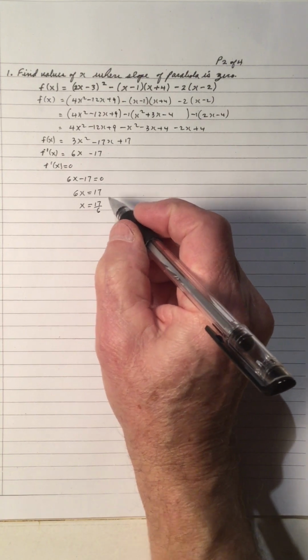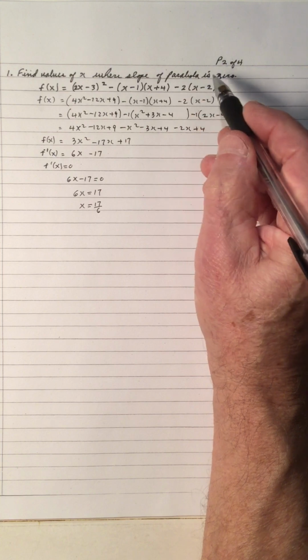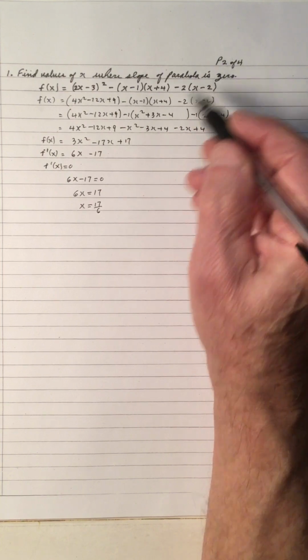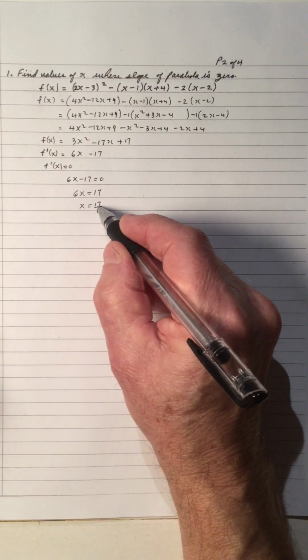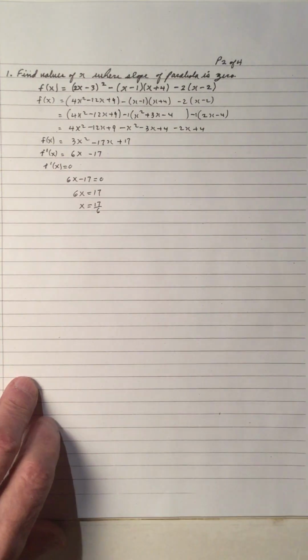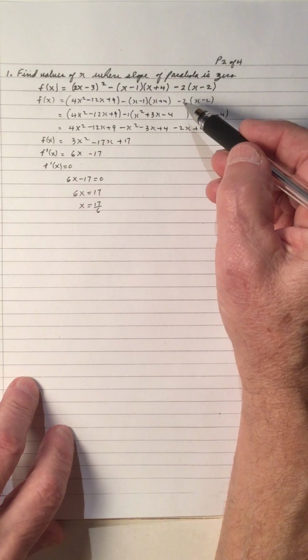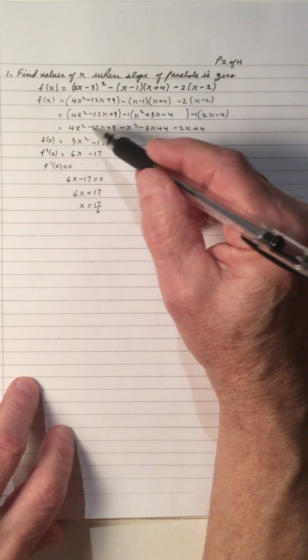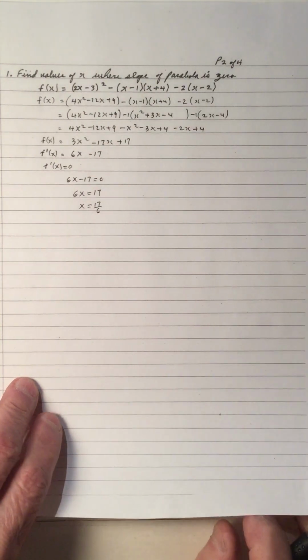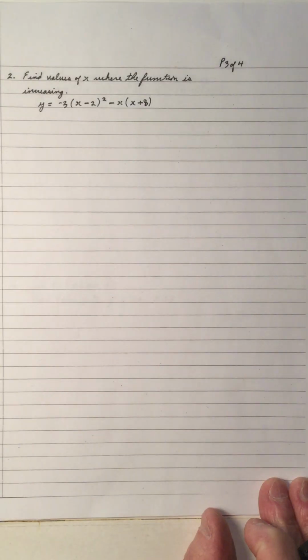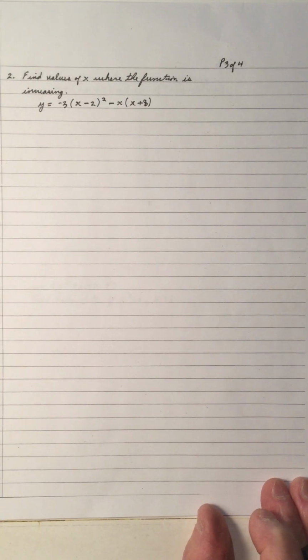So the value of x where the slope of the parabola is 0, where the tangent is 0, is at x equals 17 over 6. Again, I'm doing the simplification here because when you do calculus, you're always simplifying algebraic expressions. So that's why I'm doing these little extra problems.